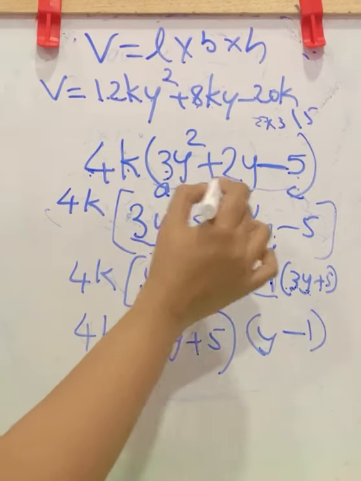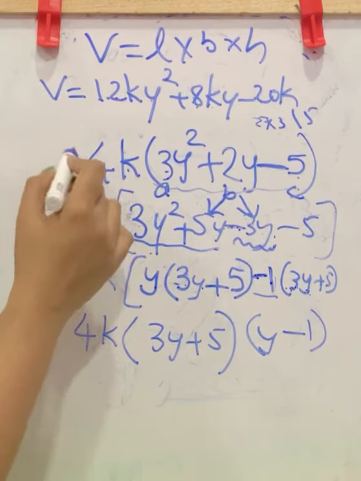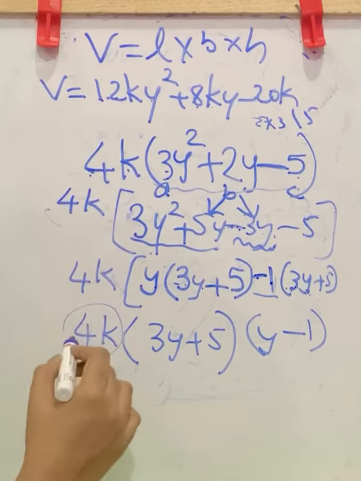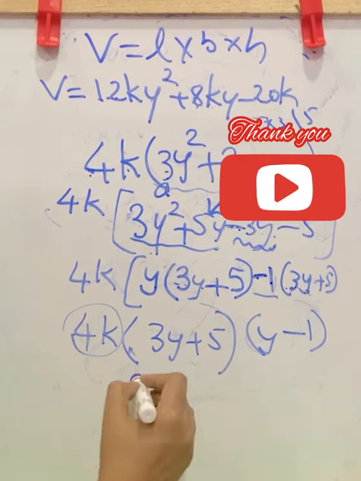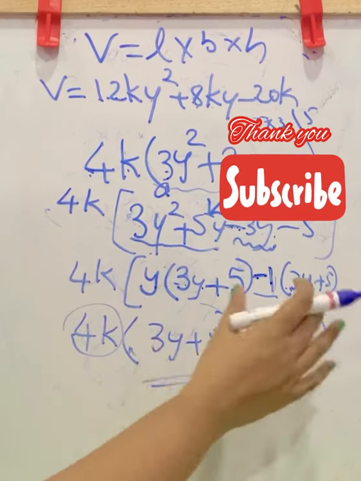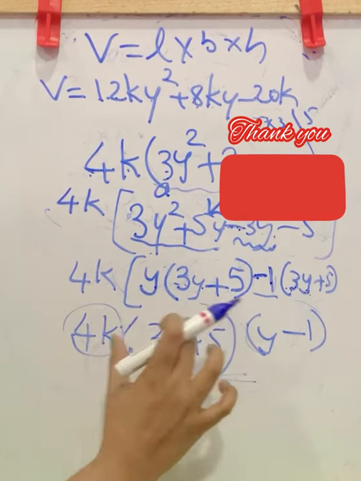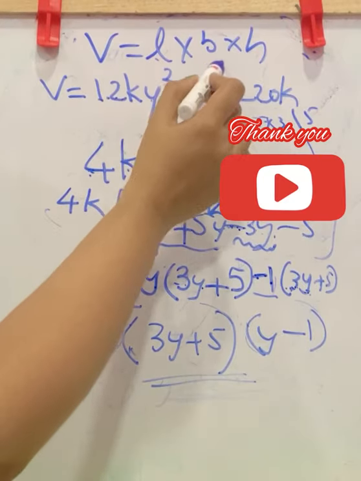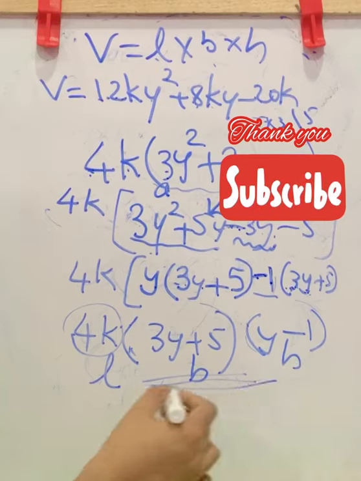So from this we got 2 factors, and from here we take the common factor 4k, and this is 1 factor, second factor, third factor. 3 factors are here. Factors means they must be products. Here this is into, here also into. So these 3 products are length into breadth into height. This will be length, this will be breadth, and this will be height.